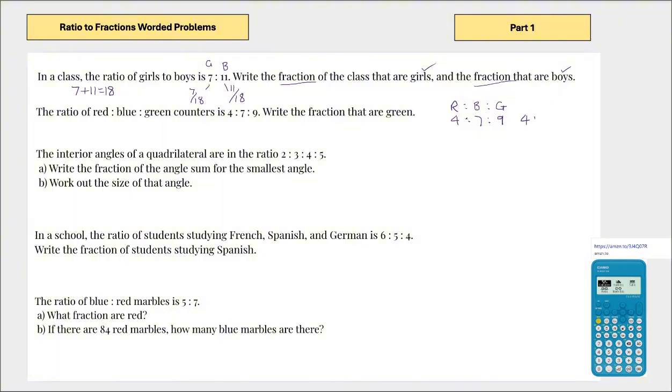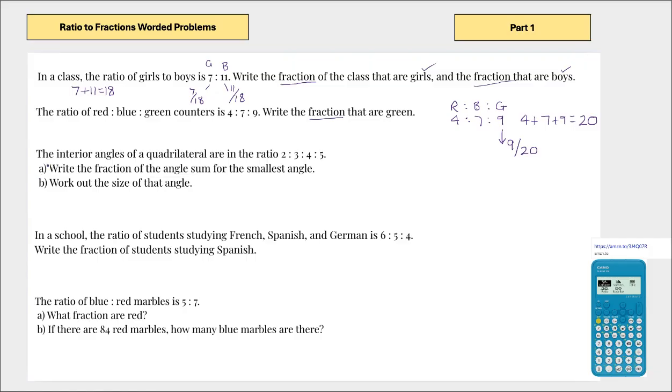So let's do what we normally do. We're going to add them all up. 4 plus 7 plus 9 gives us 20. It's 20 parts. It's only asking us for the green, which is 9. So the answer is 9 over 20, because it's asking us to write it as a fraction. So green is 9 over 20. Well, that's fairly easy as well, isn't it?